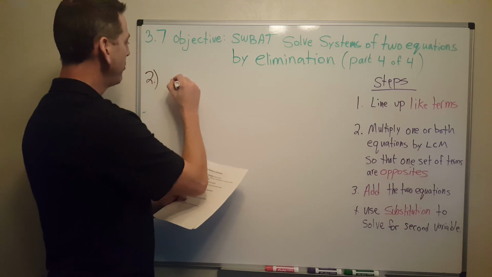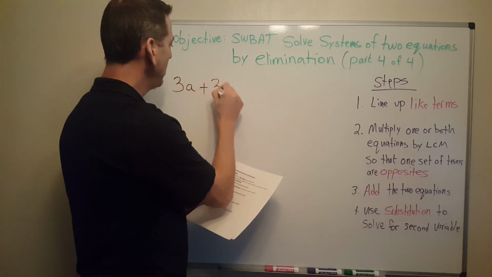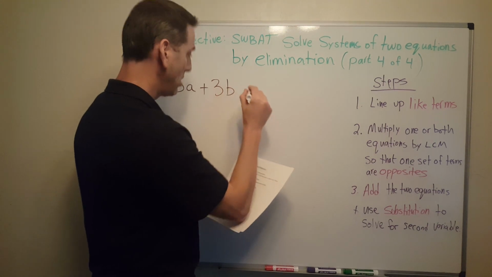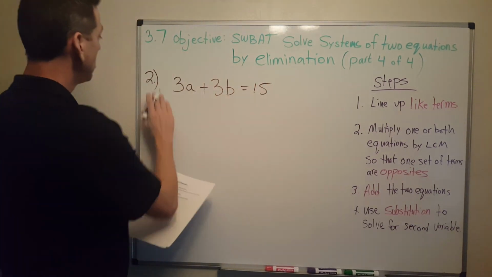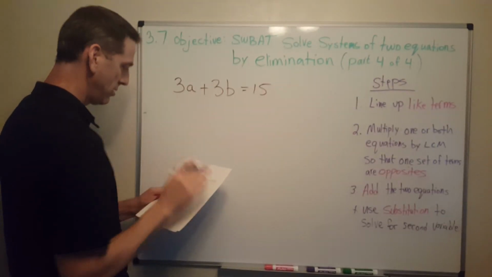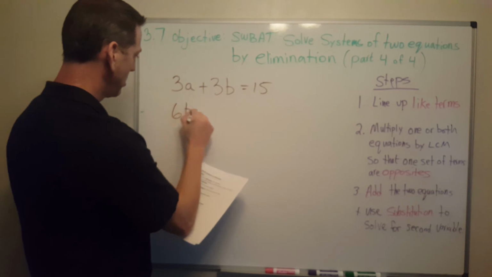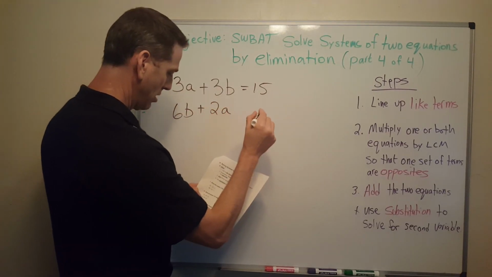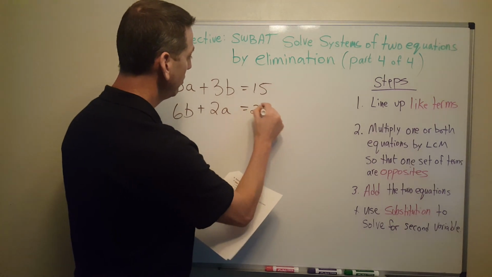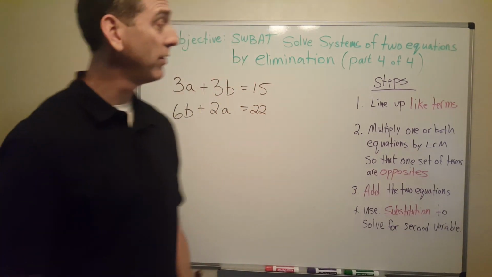I have 3a plus 3b equals 15. Get rid of that there. And then I have 6b plus 2a equals 22. All right, so I have a system of two equations I want to solve for a and b.